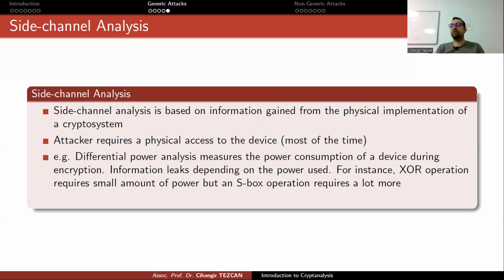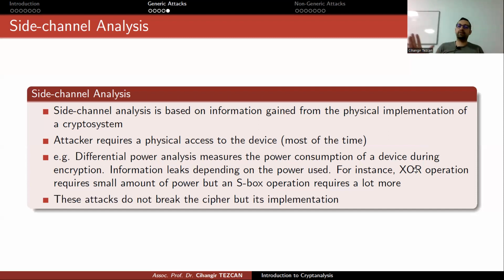So these attacks generally focus on small devices. You cannot just look at the CPU of a modern computer, because you wouldn't be getting this kind of information just by looking at the power usage. But there are many different versions of side channel attacks. You can even perform an attack on the acoustics. The amount of noise the device is making might allow you to understand what kind of operation it does, right? So these attacks do not break the cipher itself, but its implementation.